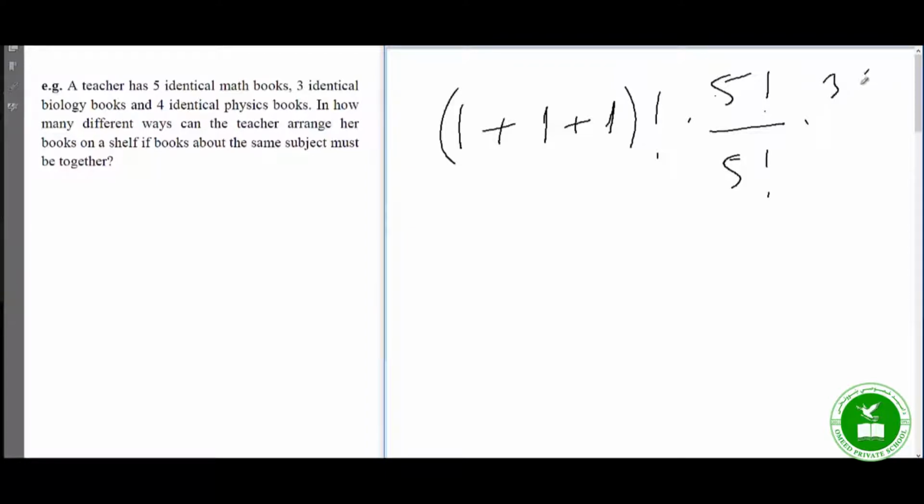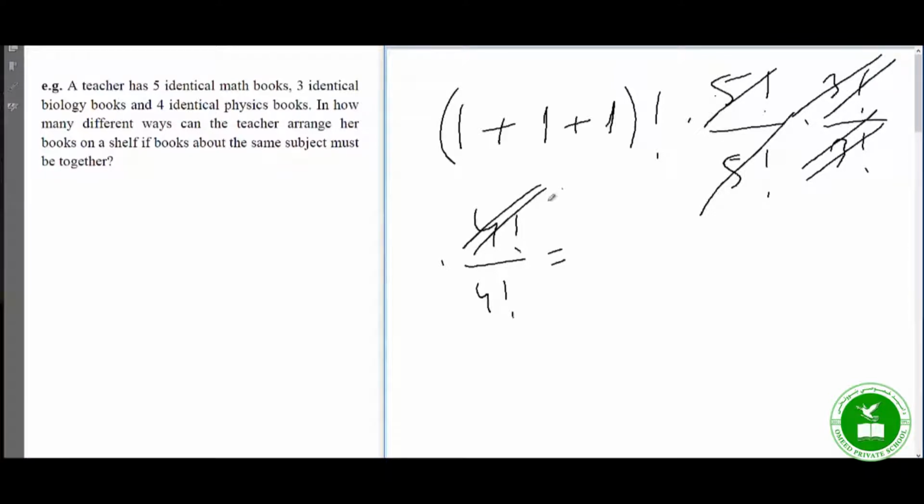There are a total of 3 books for biology, and the number of identical elements is also 3, so 3 factorial over 3 factorial, times. The total number of physics books is 4, so the arrangement is 4 factorial over 4 factorial, since the physics books are the same. So 3 factorial cancels by 3 factorial, and 4 factorial cancels by 4 factorial. Then 1 times 1 times 3 factorial is equal to 6.